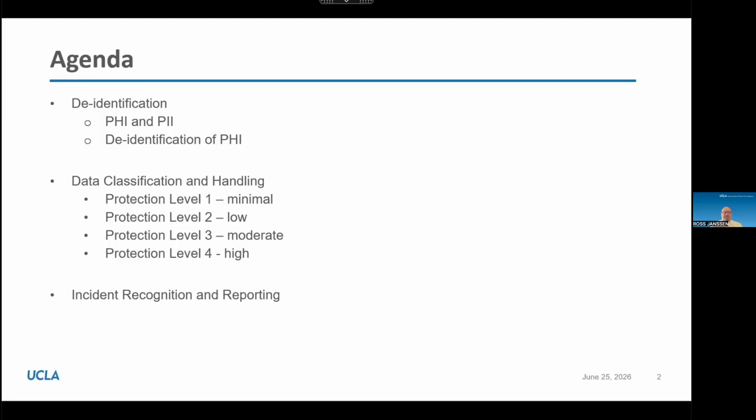Then I'm going to look at the data classification levels. There's 4 levels at UCLA: minimal, low, moderate, and high. And I want to give you some information about what information is entailed in those classification levels, some examples of that kind of information, and then what the main concerns are around that information. And finally, I want to talk about incident recognition and reporting. And I think we reviewed this the last time, but I just want to go over it again because it's important that incidents are immediately reported so that they can be mitigated.